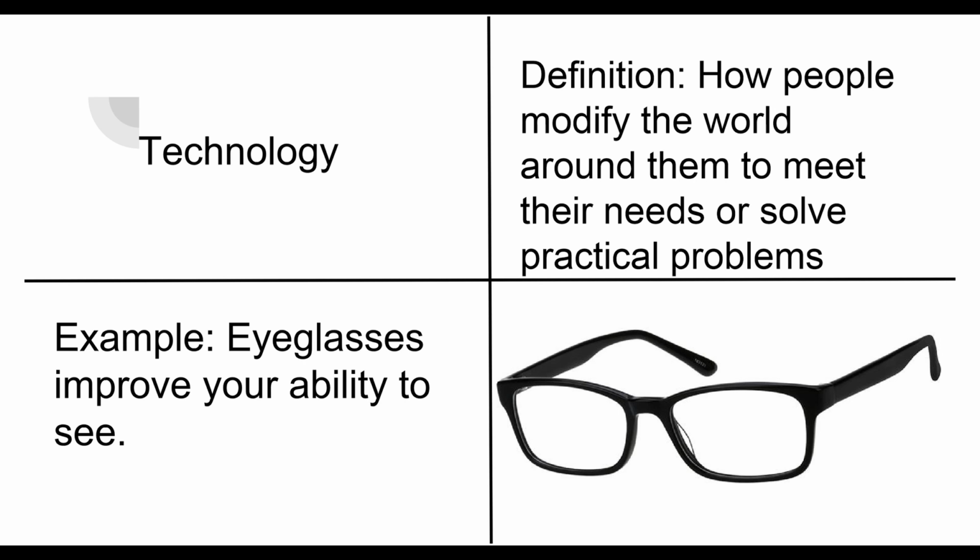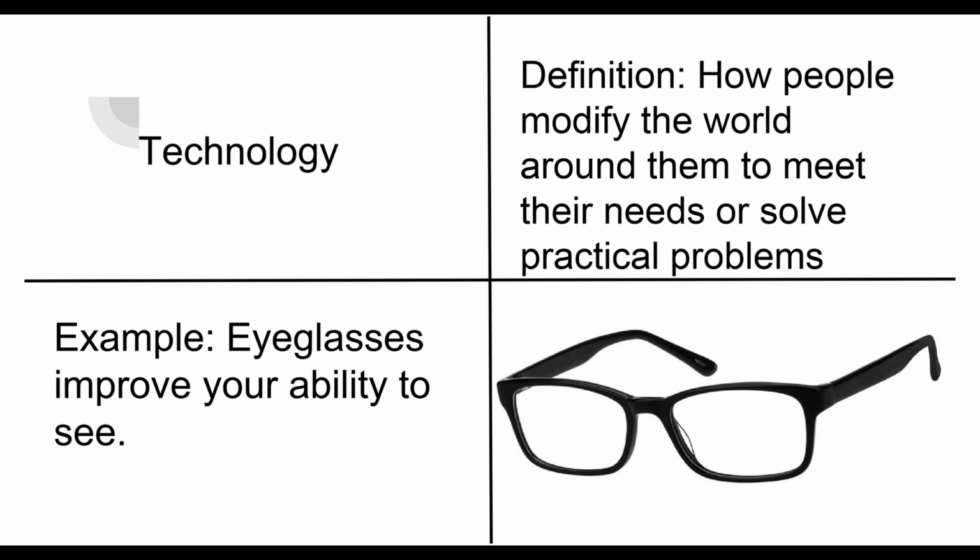So our definition of technology is simply how people modify the world around them to meet their needs or solve practical problems. So notice it says nothing about using electricity or battery or circuits or any of those things that we commonly think of technology. It's really just about how we're modifying the world around us, making tools, making things that'll help us really help make our lives easier. That is ultimately the driving force of technology. We want to continue to improve upon things.